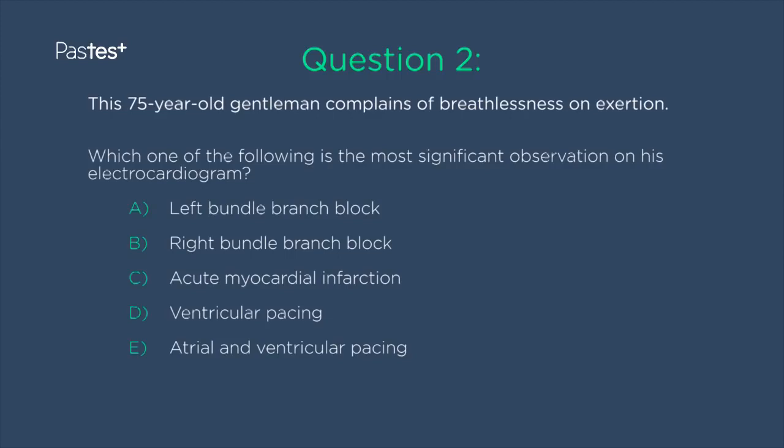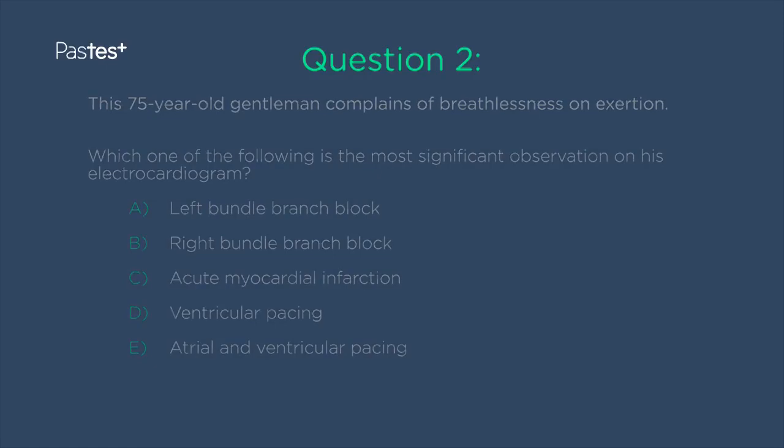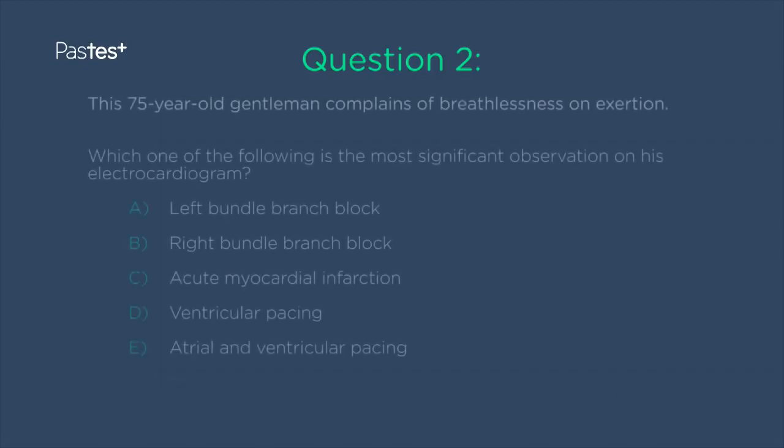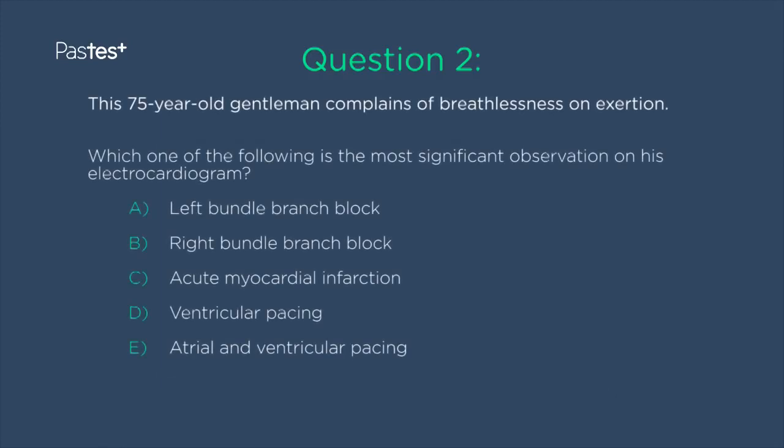So let's have a look at question 2. This is a 75-year-old gentleman who complains of breathlessness on exertion. An ECG is performed in A&E. Which one of the following is the most significant observation on his electrocardiogram?